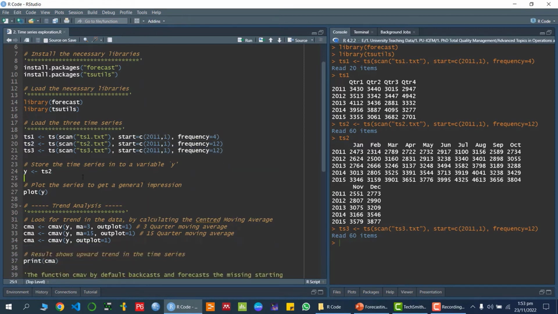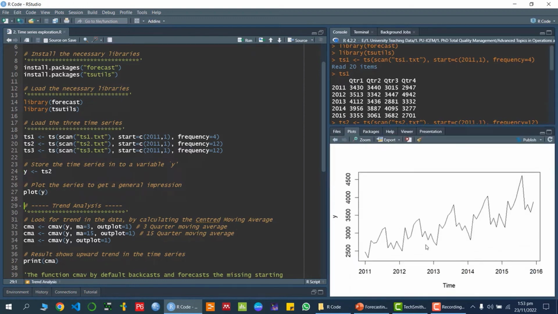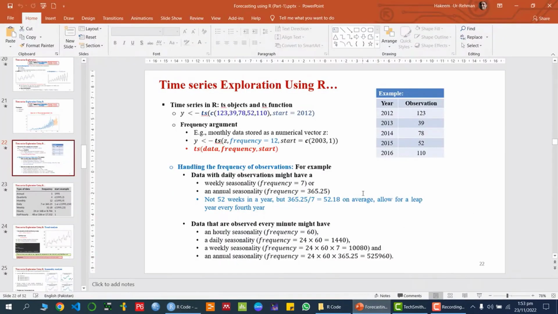Now, what I am going to do is store this TS2 data into the Y, and then I'm plotting this particular Y. As you can see, we have time on the x-axis, and on the y-axis we have the data points. Okay, as we can see graphically, there is an increasing trend. But in order to know the trend, we can perform different types of analysis.